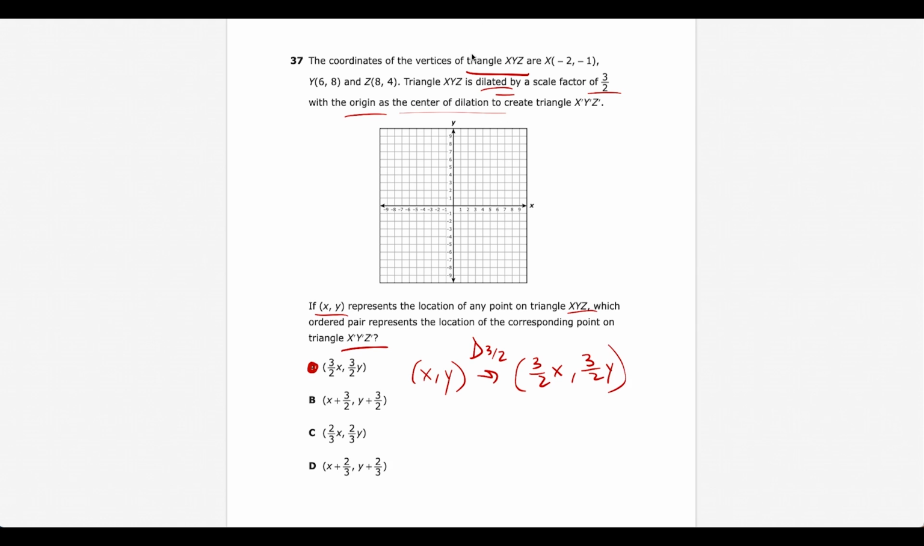What throws students off with questions like this is sometimes when they give you like all this extra information, you think there's like some crazy amount of math that you have to do.